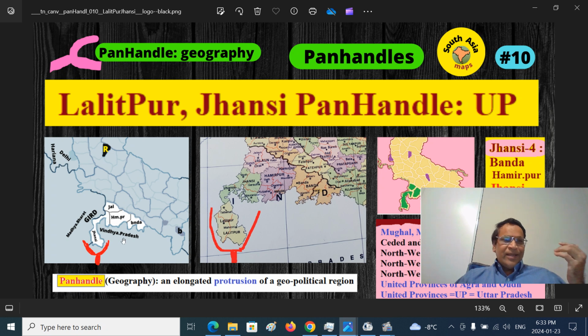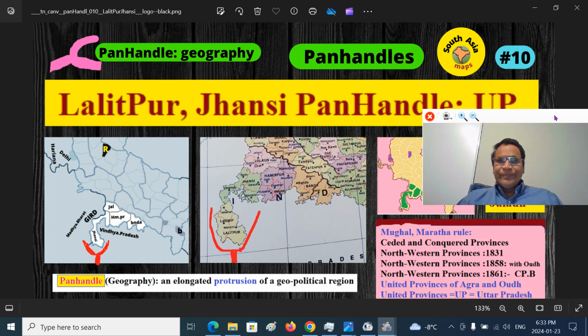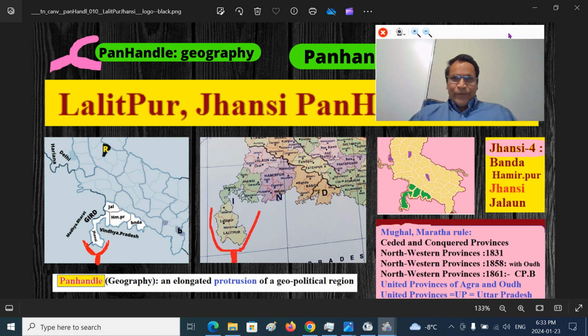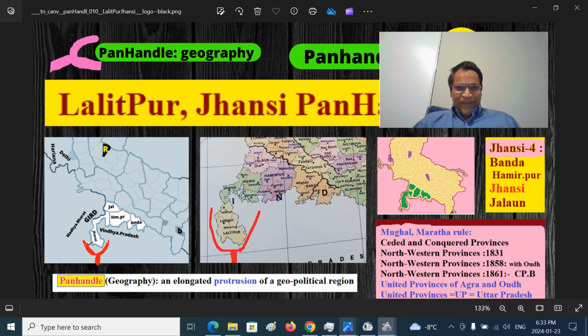This side is Vindhya Pradesh, that side is Gird Gwalior region of Madhya Bharat. Today that is called Madhya Pradesh, and that protrusion is a panhandle region. This is a pan, that is the handle. The handle is Lalitpur Panhandle. Sometimes we can see Jhansi Panhandle of UP or United Provinces of Bharat. So this part we are going to look at today in detail.